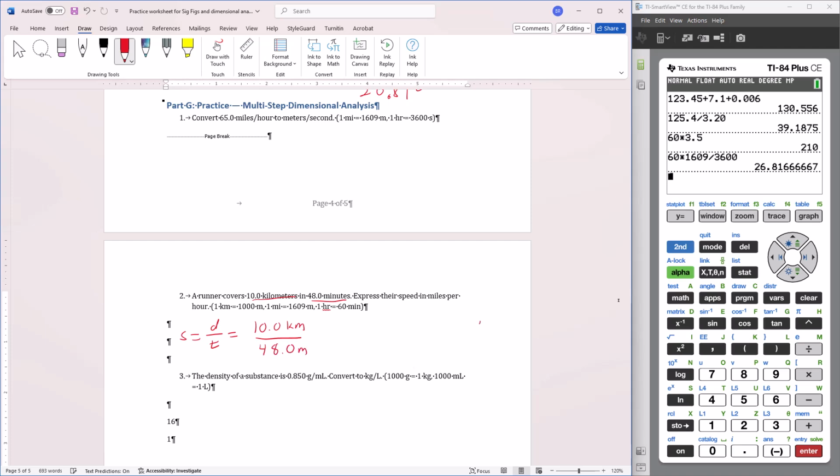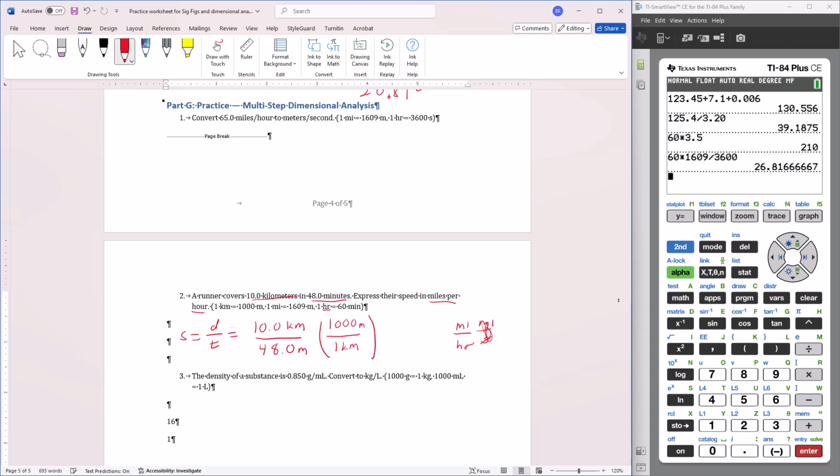And remember, we want miles per hour, sorry, miles per hour. That's what we want. So one conversion we have is that 1 kilometer is equal to 1,000 meters. So I can go ahead and do that. Since I have kilometer up here, I want kilometer in the denominator, so that's 1 kilometer, 1,000 meters.